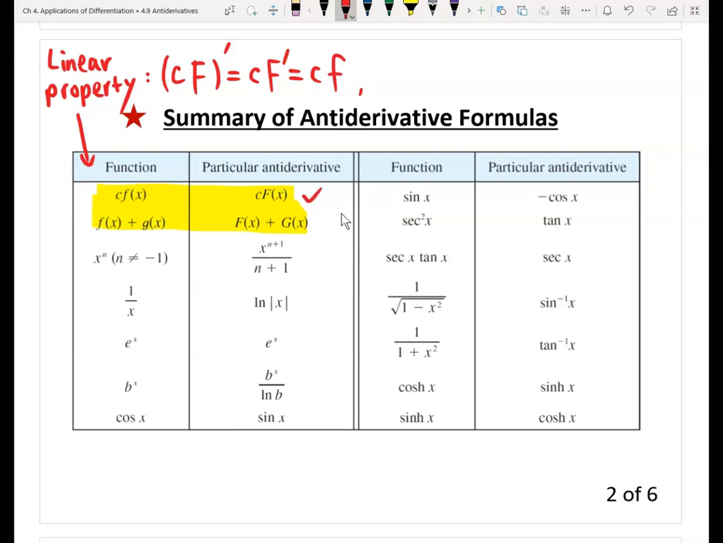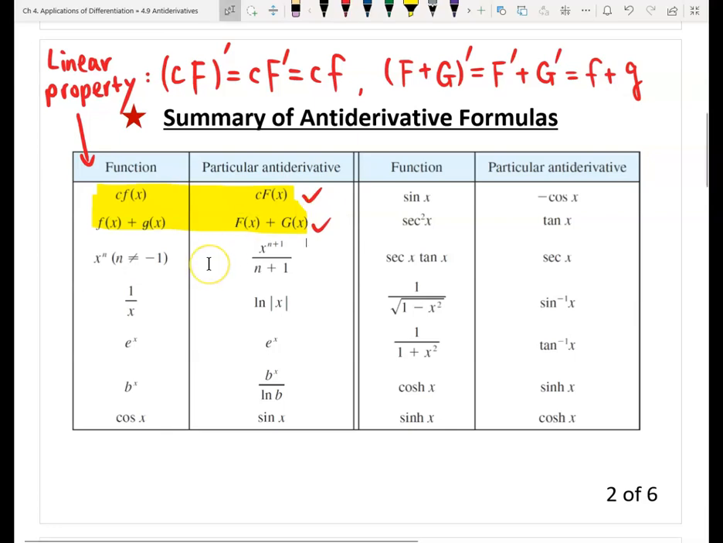In the same way, we can prove the second, which is the sum law, right? We learned that before. The derivative of capital F plus G is the derivative of capital F plus the derivative of capital G, which is lowercase f plus lowercase g. So this is the proof for the second. We call it the linear property. Now let's look at the third one, and this is a major one.